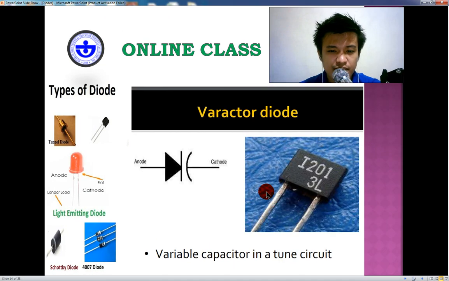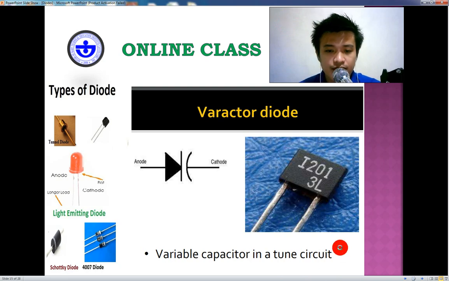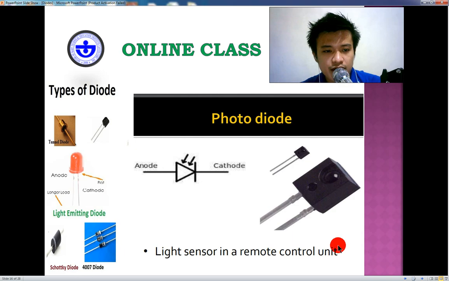Okay. Next, we have the varactor diode. This is also what they call a variable capacitor in nature. They are used in that way because sometimes they allow the current to flow and sometimes they will not. The varactor diode is usually used in a tuned circuit. Next part, we have here the photodiode.